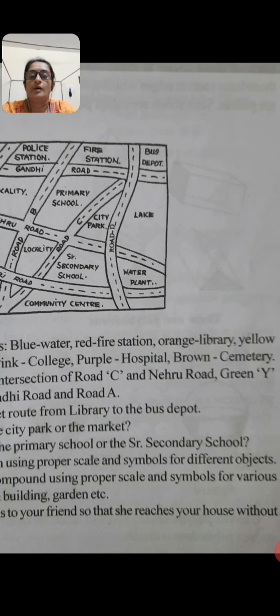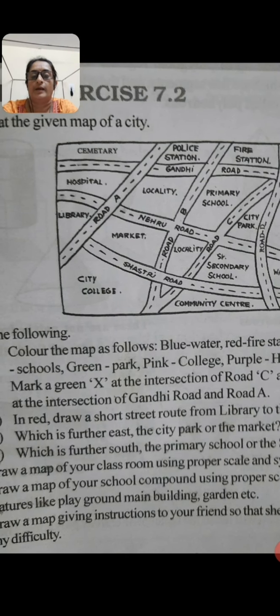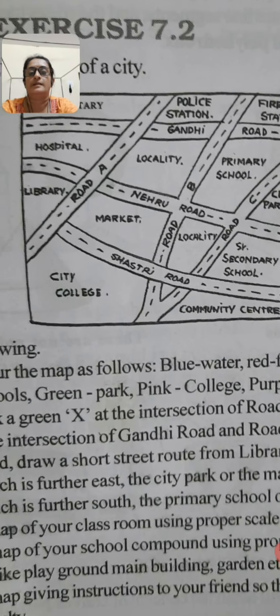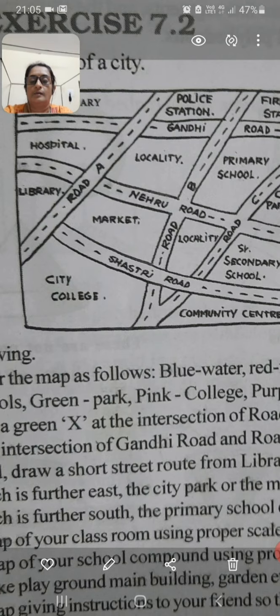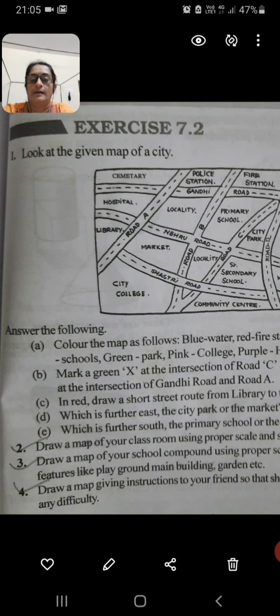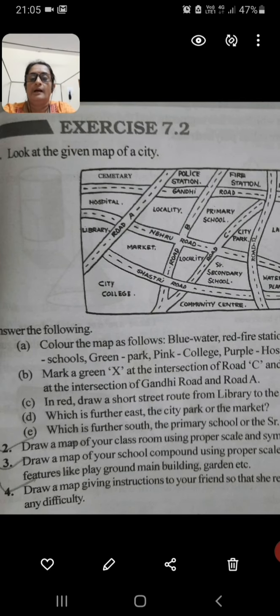Then next one you have to mark green Y at intersection of Gandhi Road and Road A. So wherever Road A is there and that Gandhi Road goes, so there you have to cross it with green color Y. Fine. Then next 3 questions you can do on your own. Let us go to the question number 2.